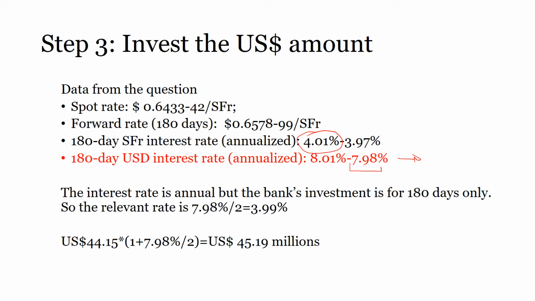So if you take this 7.98% annual divided by 2, it gives you 3.99%, which you use to calculate the investment you get after 6 months. It's $45.19 million. So in fact, this is a future value. Okay.